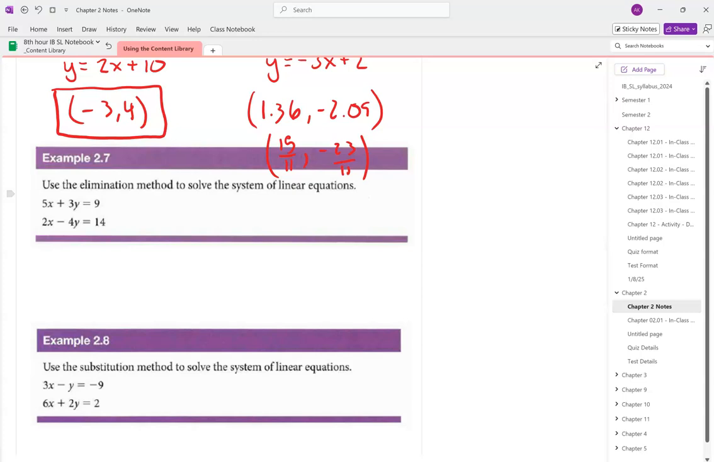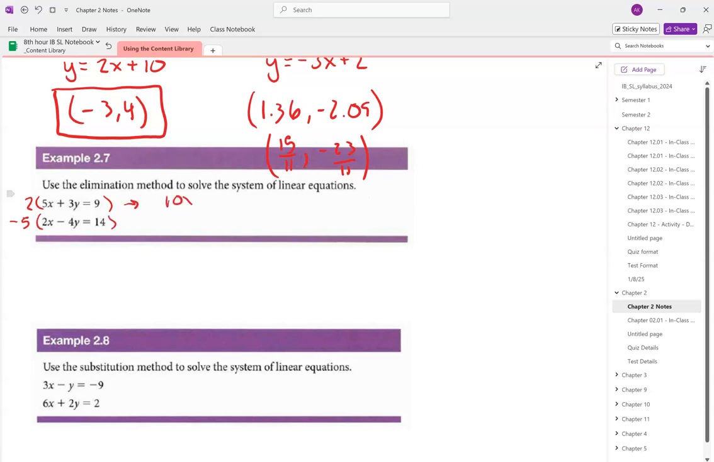What do I need to do to do elimination here? I want to multiply one or both of the equations by some constant, possibly different, so that when I add them together, one of the variables, x or y, cancels out. Great. Which variable do you want to cancel out first? x. Great. What do I need to multiply the first equation by? 2. Okay, the second equation? Negative 5. Yeah.